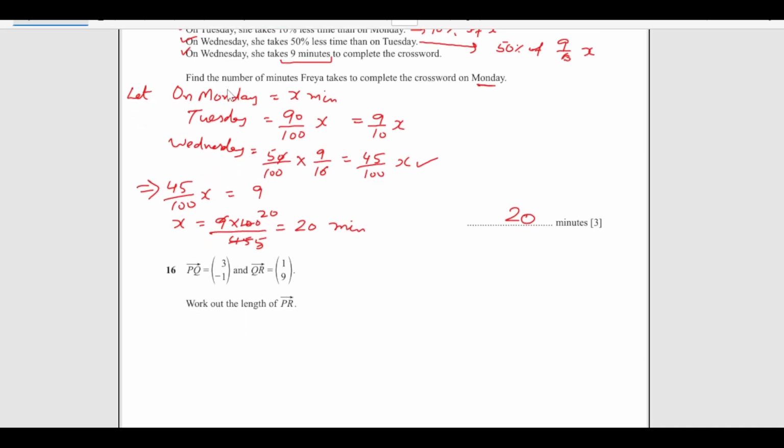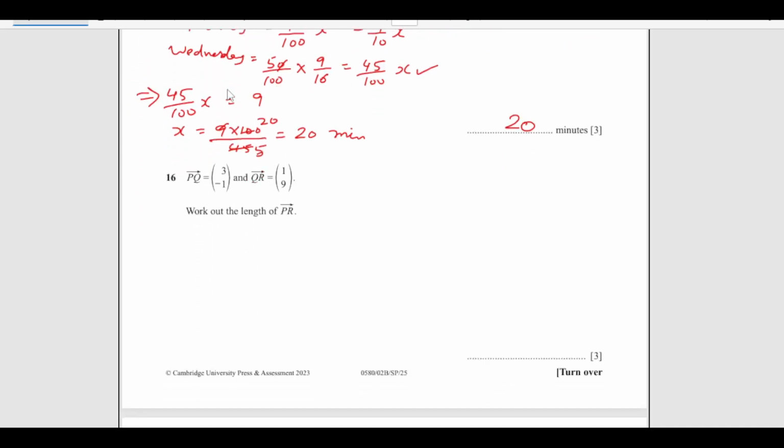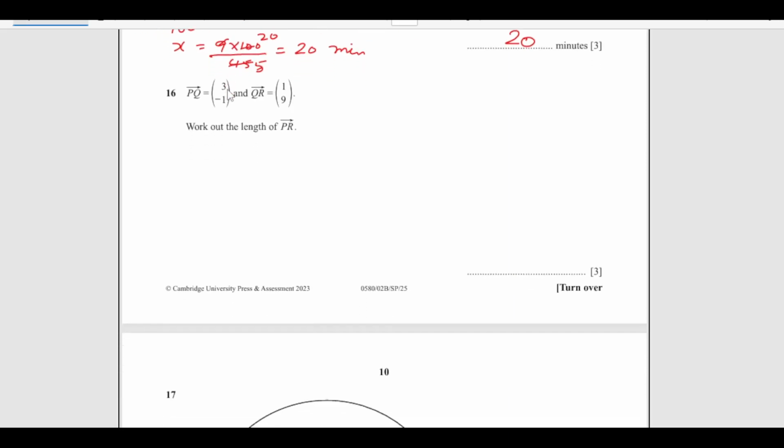Now number 16, we have vector PQ and vector QR is (1, 9). Work out the length of PR. First of all, I will just draw a rough diagram. Let's say point P here, Q here and R is here. PQ is this one we are given, QR is this one here, and we are looking for PR.